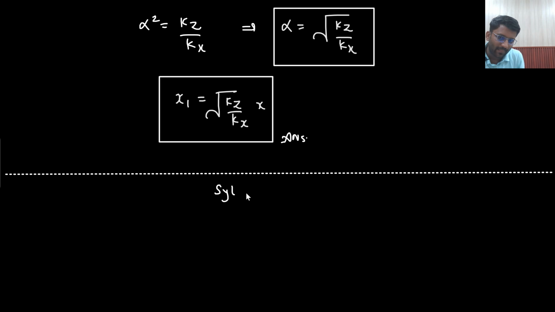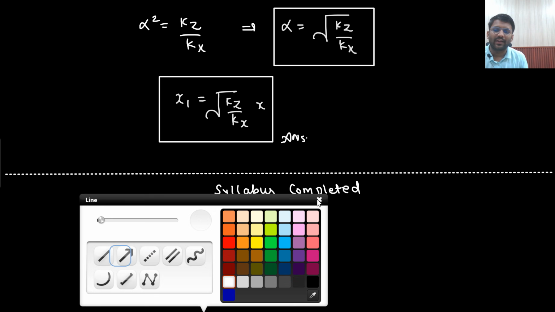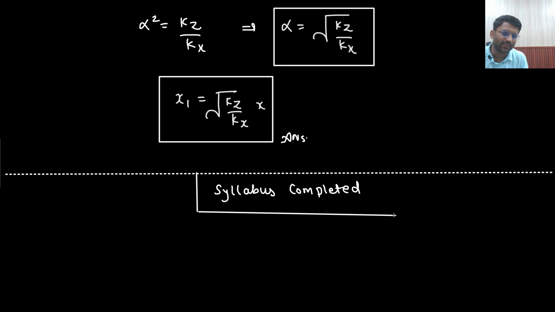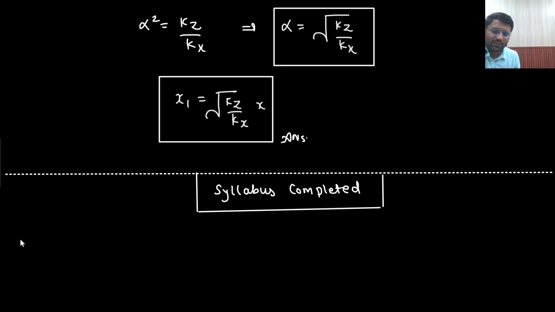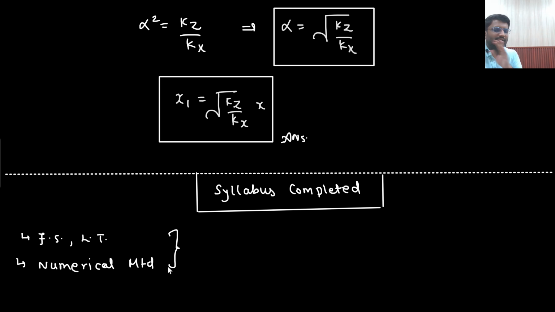Syllabus completed. Understandable. Now there are two topics which are in the syllabus of mechanical, civil, and instrumentation, and it might be there in other branches as well. So the topics are Fourier series and Laplace transform, and the other one is numerical method. These topics are there. Very small topic, very simple as well. You will never find difficulty in these topics, but this is not there for EC electrical.